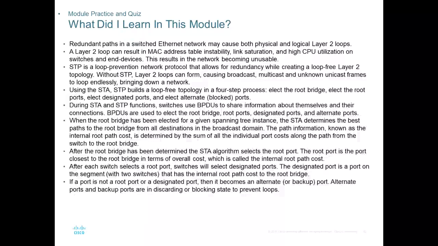We looked at how this election process takes place and the information that is basically contained within the bridge protocol data units used to form these elections, and how we can manipulate the election process to have the devices elected in the order that we want them to be elected, and how we can also elect the root ports so that traffic will flow in a way that we wish it to flow across our VLANs.